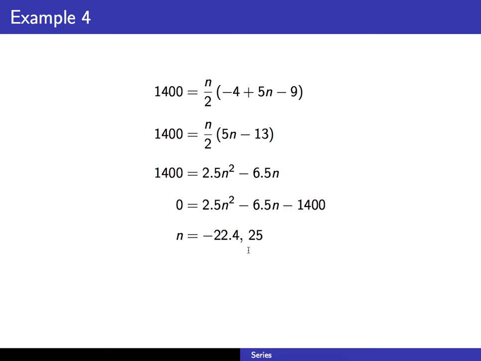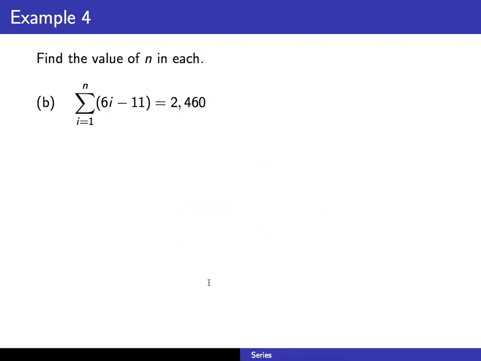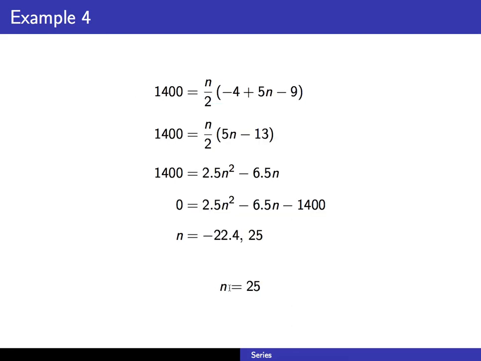Now, because n does represent an upper limit of summation, number one, we can ignore any values of n that are negative, and also ignore any values of n that are decimals. So our only legitimate value for n in this problem is n equals 25. And the nice thing is we can then plug it into the calculator from 1 to 25 of 5i minus 9, and it should come out to equal 1,400.